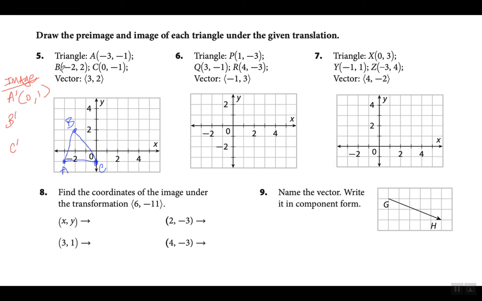Alright, let's look at B. So B, the x coordinate is negative 2. I've got to add 3 to it. Negative 2 plus 3 is positive 1. And the y coordinate is positive 2. Positive 2 plus 2 is 4.